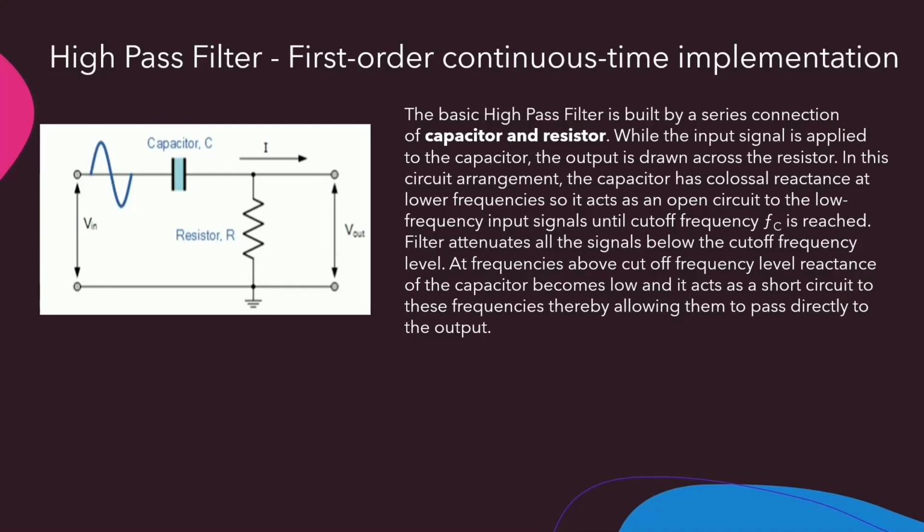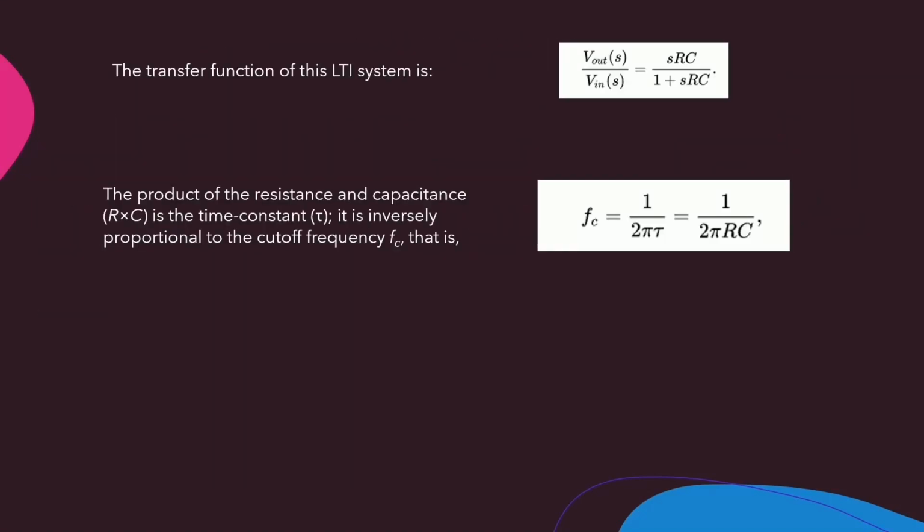At frequencies above the cutoff frequency level, the reactance of the capacitor becomes low and it acts as a short circuit to these frequencies, thereby allowing them to pass directly to the output. The transfer function of this LTI system is sRC over 1 plus sRC, and the cutoff frequency is found by 1 over 2 pi RC.